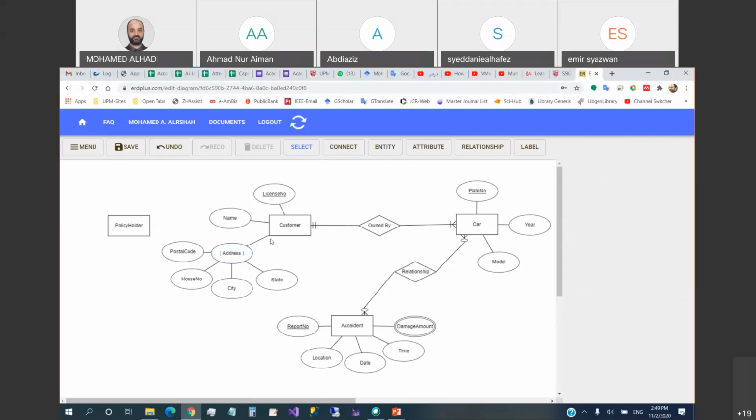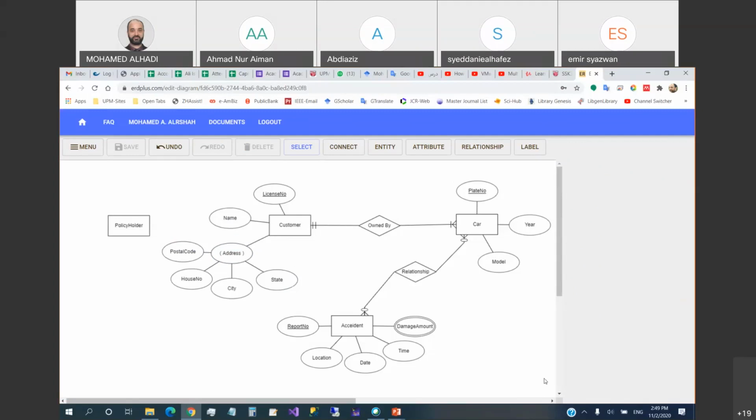Okay, could you tell me what type or what style this is? The one from just now. We have learned about two styles, right? The Chen model and the Crow's Foot model. The one that we used just now is a Crow's Foot model. Crow's Foot model. Okay.